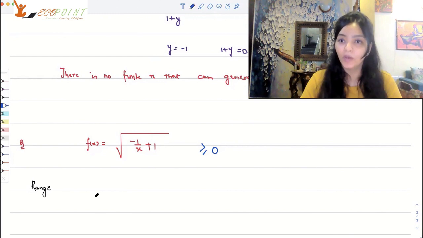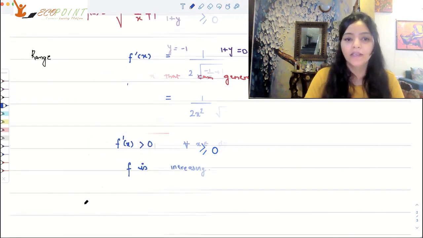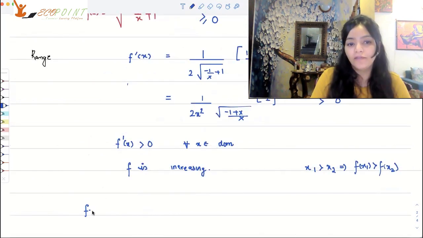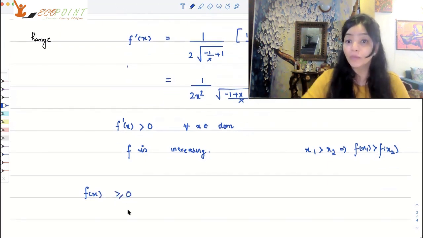Can I analyze it beyond that? Well, yes. Now, the function f(x) is a square root. It will be greater than or equal to 0. So that means all other values would be more than 0 only. 0 will be the minimum value, and 0 is a value which this function attains when x is equal to 1. When x is equal to 1, f(x) is actually equal to 0.